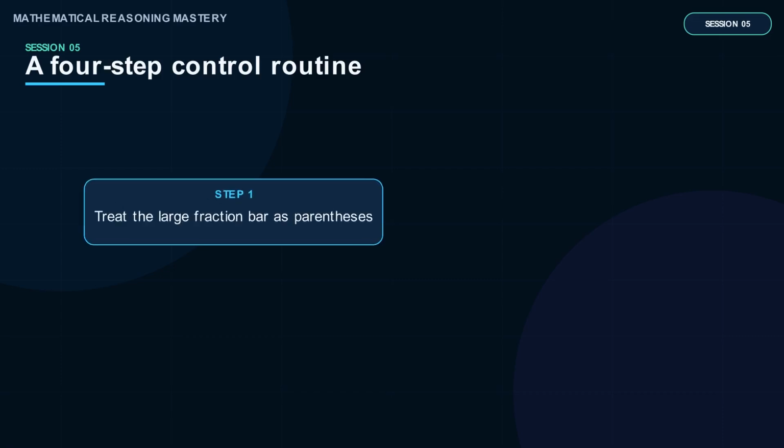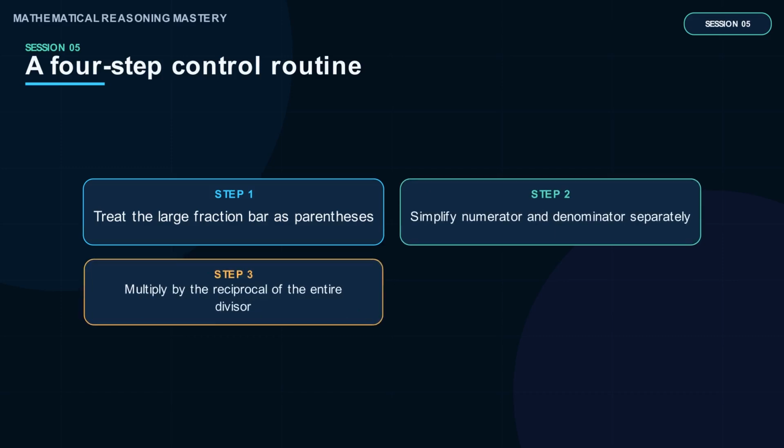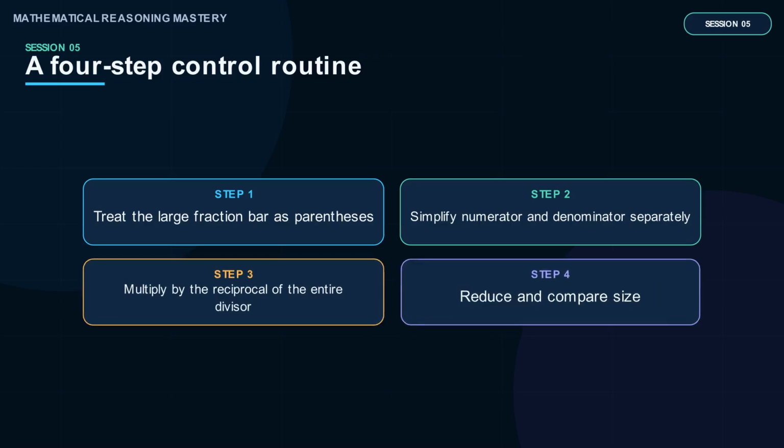Step 1. Treat the large fraction bar as parentheses. State the target and preserve its units or conditions. Step 2. Simplify numerator and denominator separately. Use a separate line so signs, factors, and labels remain visible. Step 3. Multiply by the reciprocal of the entire divisor. Keep the reasoning efficient, but never skip an operation that could hide an error. Step 4. Reduce and compare size. Verification is part of the solution because it tests the answer from another direction.